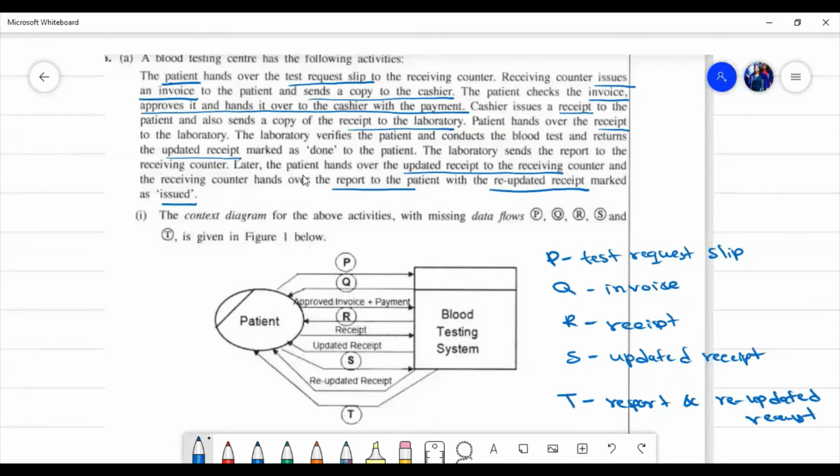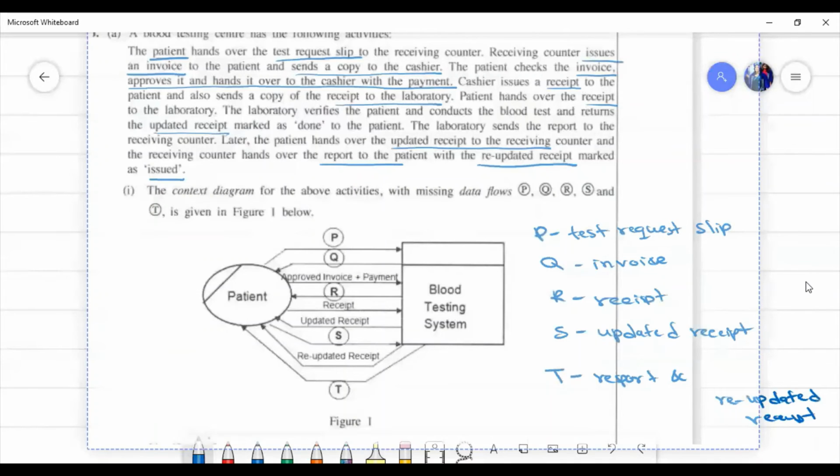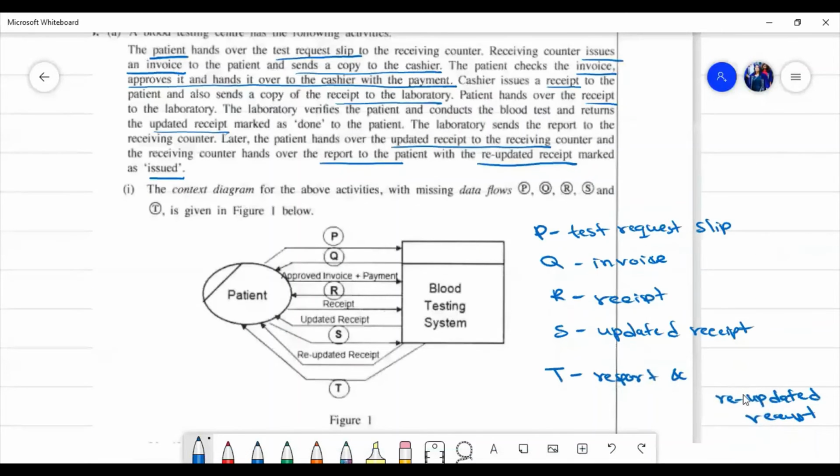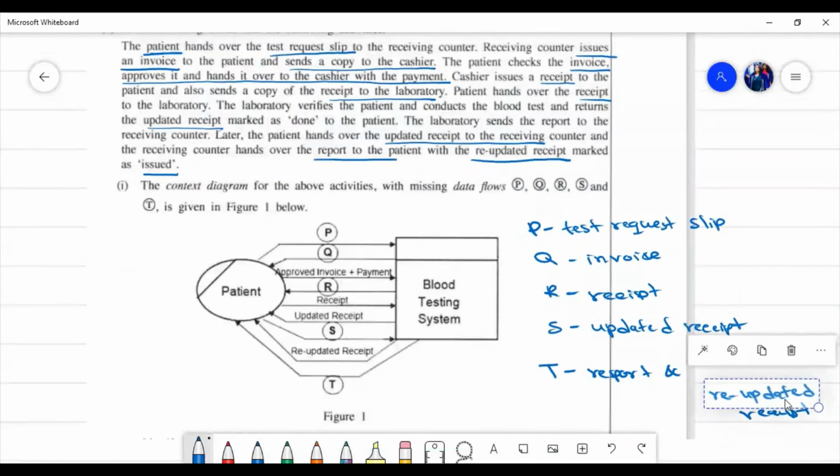So everything is available in this particular scenario. What you have to do is clearly figure them out. Then it is a really easy thing to cope with. Here, use the exact terms that they have given. Then it's really easy.